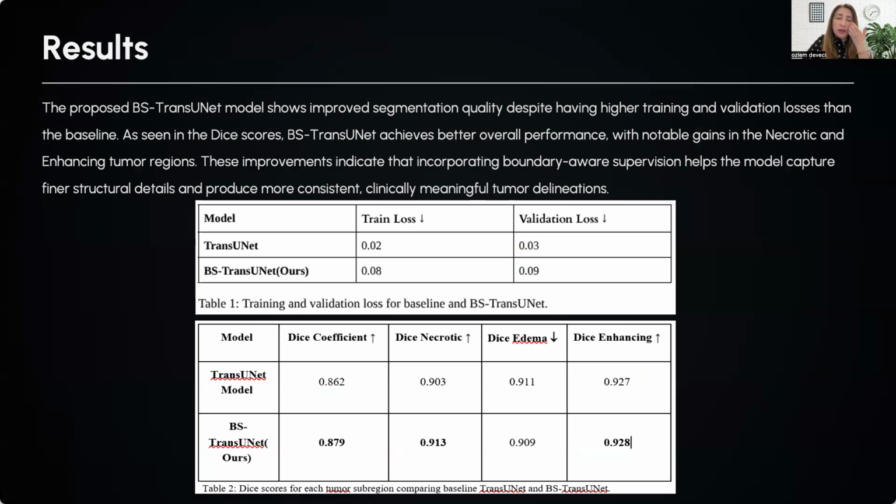Despite the higher loss magnitude, the actual segmentation performance improved where it matters. When looking at Table 2, my model, BS TransUNet, bottom row, achieved higher Dice scores for the necrotic core and enhancing tumor compared to the baseline. This confirms that the added supervision helped the model capture fine structural details that the baseline UNet missed.